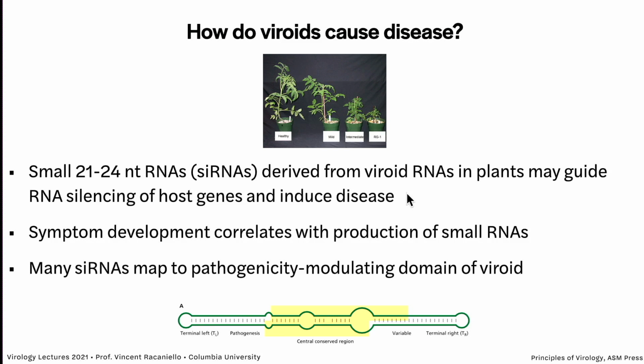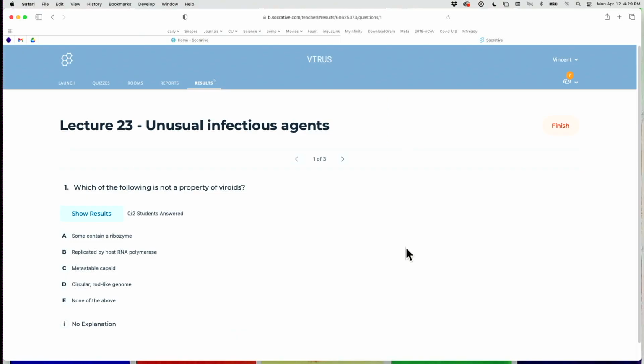Makes perfect sense, right? Because there's no protein encoded in this. So it makes perfect sense that this is an RNA-based pathogenesis. And experiments have been done to show that symptoms in the plant correlate with the production of small RNAs. You can take this pathogenesis region, which is where the small interfering RNAs originate, and show that these small interfering RNAs that cause disease map to this region. So you can change them and show that the viroids don't make disease anymore. So I think that's pretty neat, that in the plant it's really immunopathology, right? This is really immunopathology.